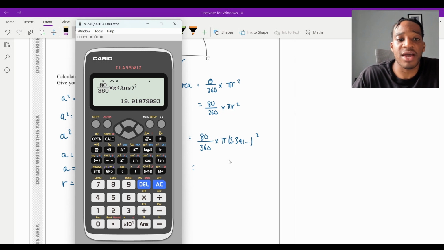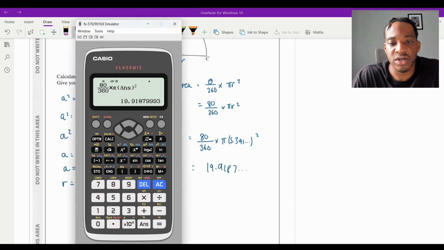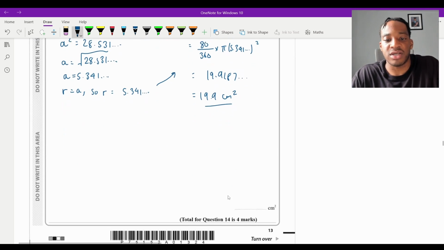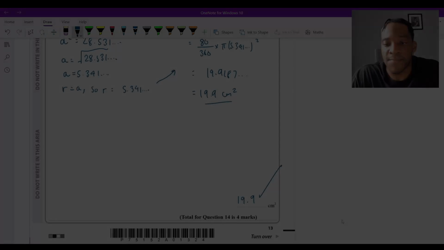And this gives me 19.9187. So I'll write 19.9187. And it says it wants three significant figures, so it's just going to be 19.9. And it's going to be centimeters squared, isn't it? So it's just 19.9. And I'll give you the 4 marks.